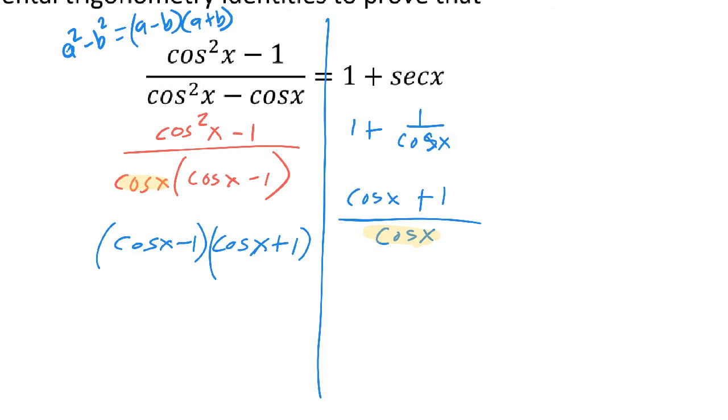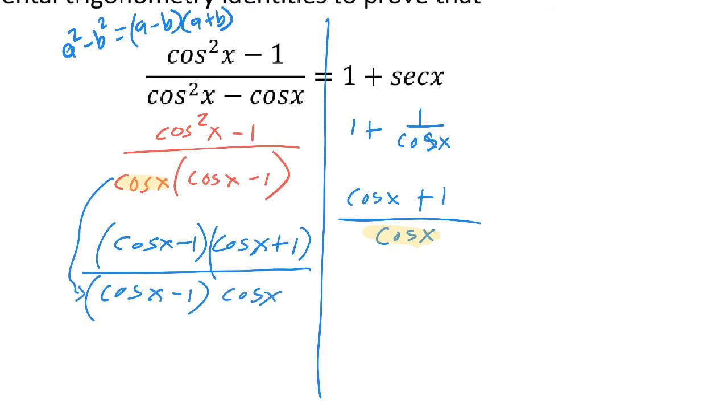Now that cosine minus 1 is going to cancel. I probably should have written it in the other order, so I'll write this in the other order. Cosine minus 1. I'm just copying this down. Cosine. And now I can cross off this. Now let's pretend I didn't do that work on the other side. Now I'm at this step, cosine x plus 1 over cosine.